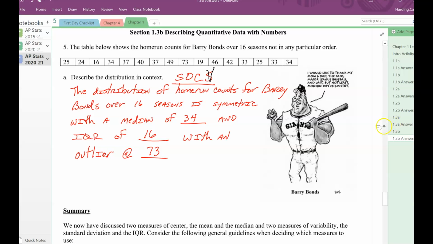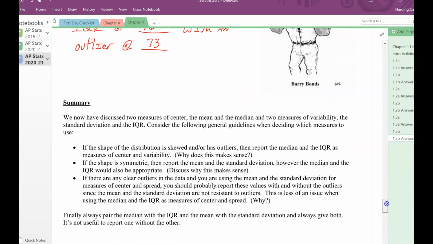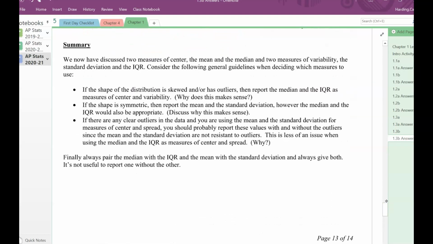So in summary, here at the bottom, a couple of things just to keep in mind. If the shape of the distribution is skewed or it has outliers, you're going to report the median and the IQR. If the shape is symmetric and there are no outliers, then you're going to use mean and standard deviation. If there are any clear outliers in the data and you're using the mean and standard deviation for measures of center and spread, you would probably report these values with and without the outliers, since the mean and standard deviation are not resistant to outliers.